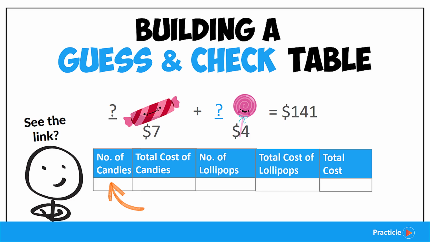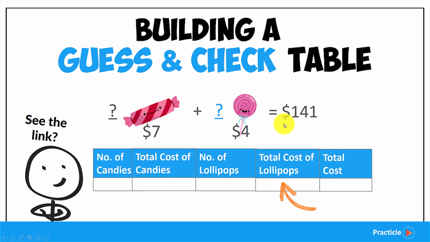So far so good. And once we have the number of candies, we can find its total price by multiplying it by $7. And since we know the number of lollipops, we can find the total price of the lollipops too. Do you know how to do that? We'll multiply the number of lollipops by $4. Now how will we know if our answer is correct?